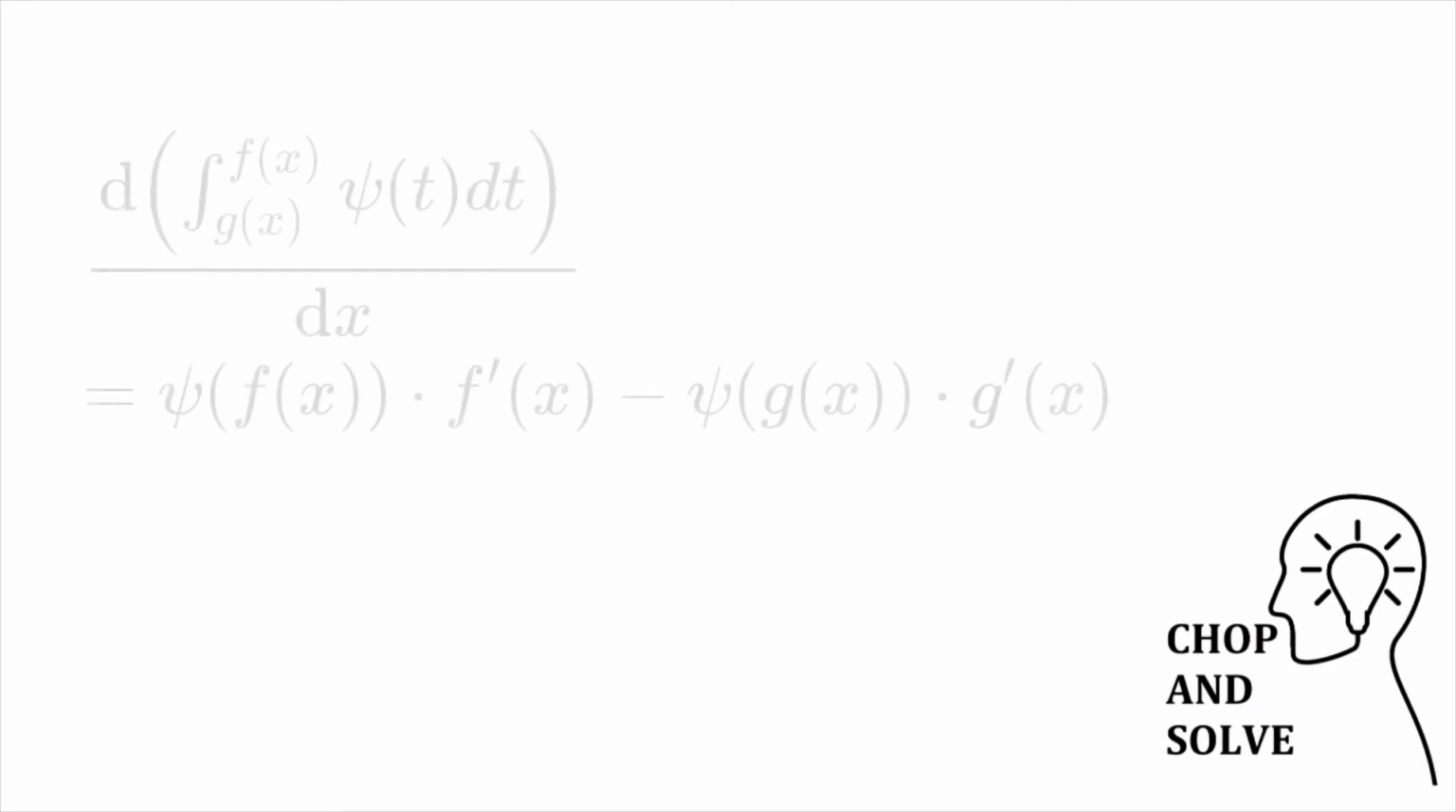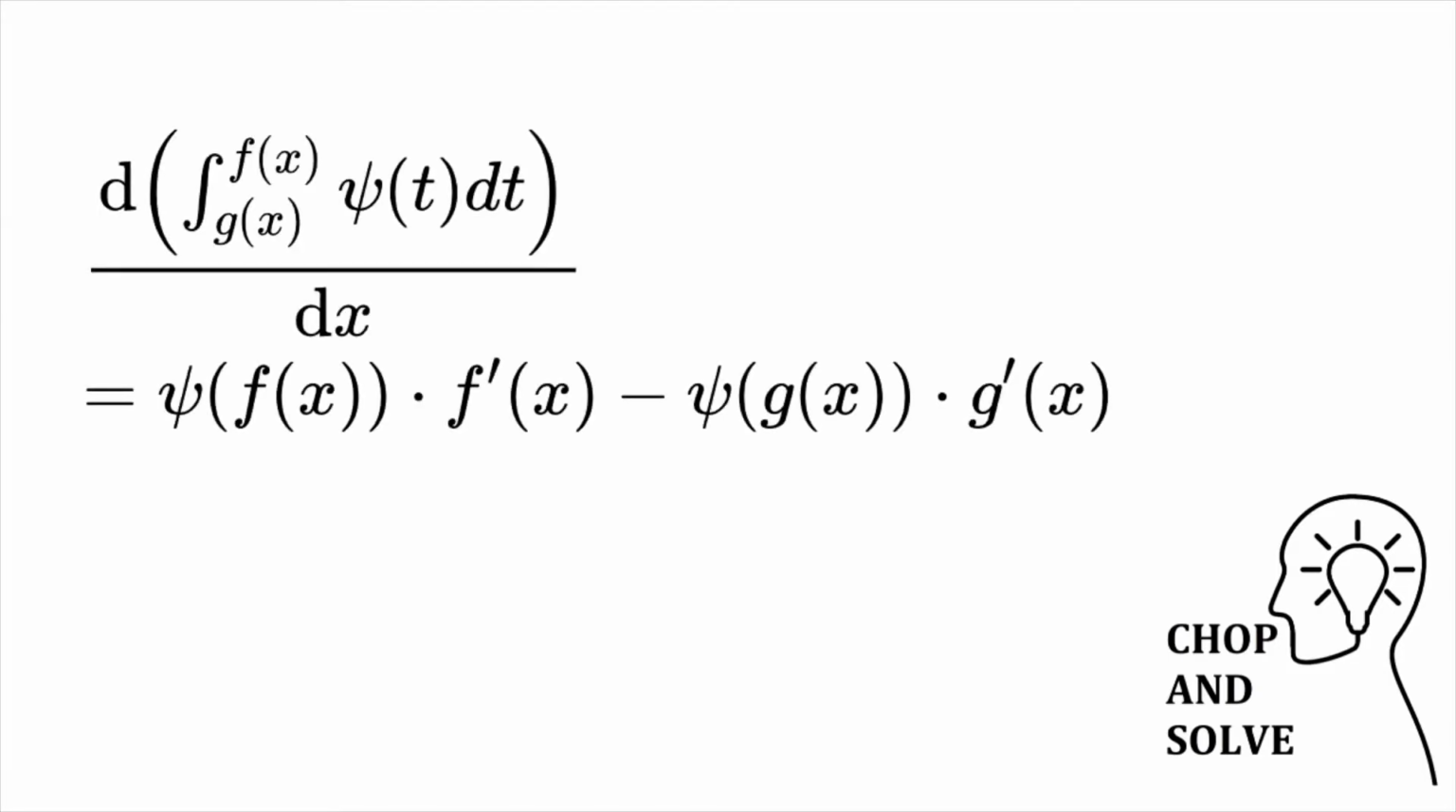Now we have to know the Leibniz rule. The Leibniz rule says that the derivative with respect to x of the integration from g(x) to f(x) of psi(t) dt gives the result psi of f(x) into the first derivative of f(x), minus psi of g(x) into the first derivative of g(x).